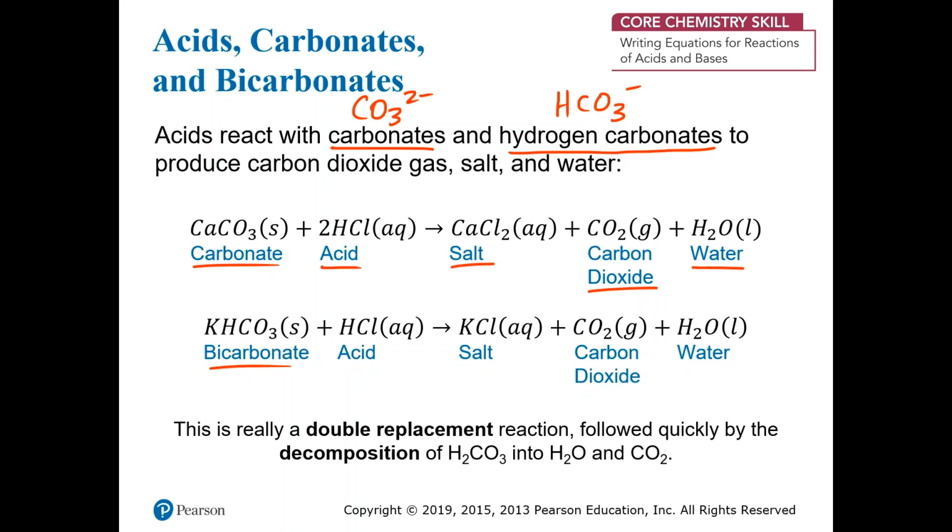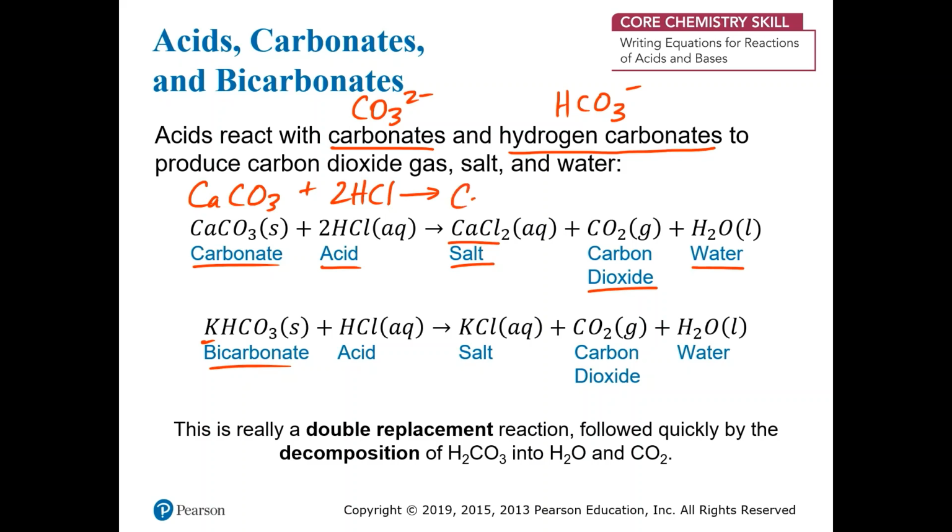For each case, the salt is formed from the positive ion in the carbonate or the bicarbonate and the negative ion from the acid. So in the case of calcium carbonate and hydrochloric acid, you end up with calcium chloride as the salt. Now you may have noticed that this reaction doesn't quite look like any of the fundamental reaction types that we learned at the beginning of the course. That's because it's actually a 2-step process. In the first step, you have calcium carbonate combined with hydrochloric acid in a double replacement reaction. The hydrogen ions from the acid combine with the carbonate, and the calcium ions from the carbonate combine with the chlorides from the acid.